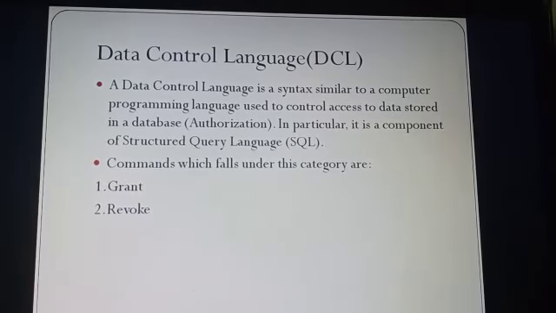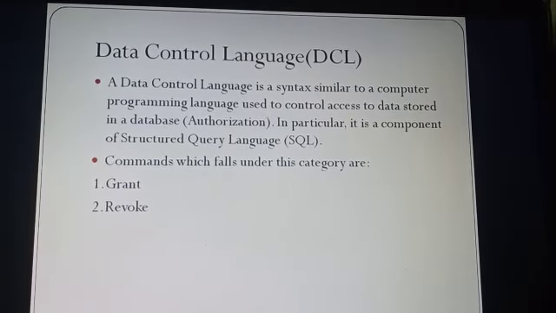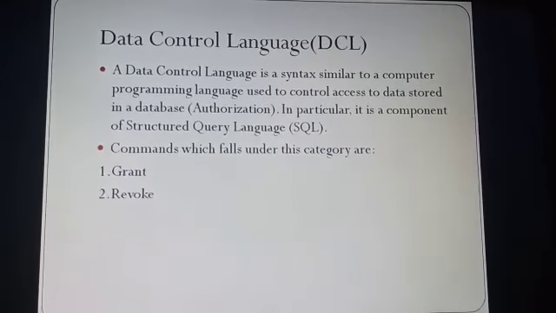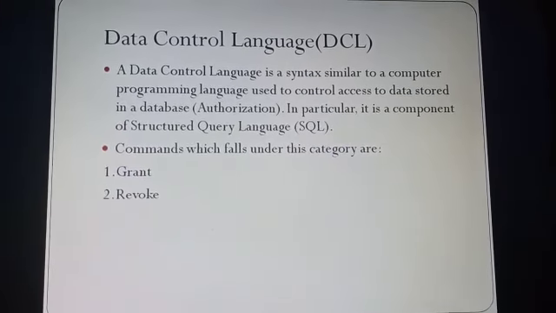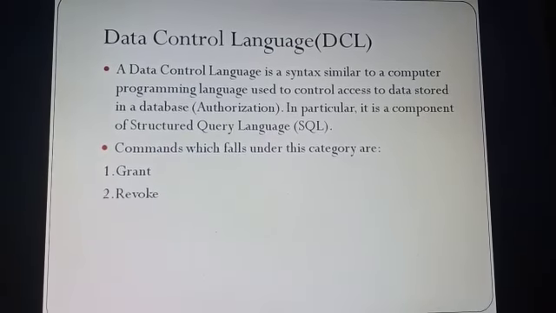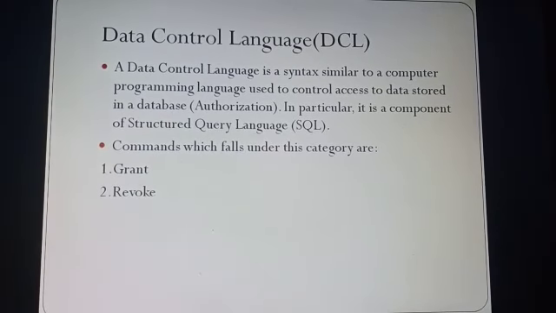The commands which fall under this category are grant command and revoke command. Grant command is used to give user access privilege to a database, whereas revoke command is used to take back permission from the user.